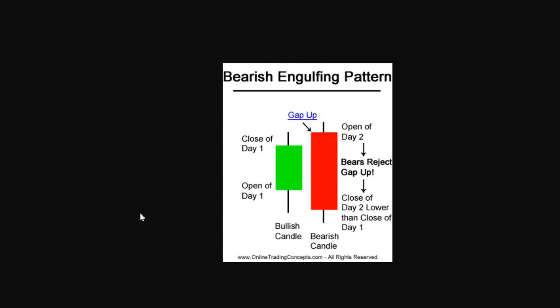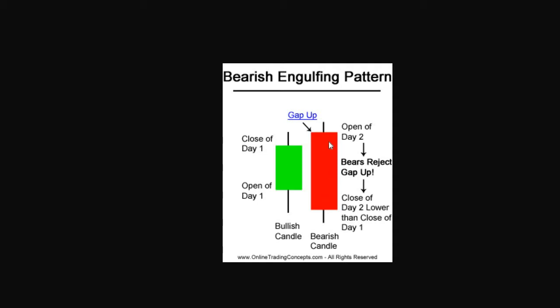In the share market, we have two types of studies, fundamental and technical. The technical studies are totally based on the chart. Today we will see one candlestick pattern, which is called the bearish engulfing pattern. You can see what the bearish engulfing pattern is.